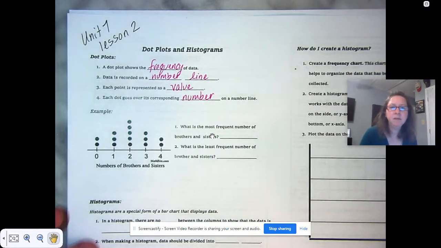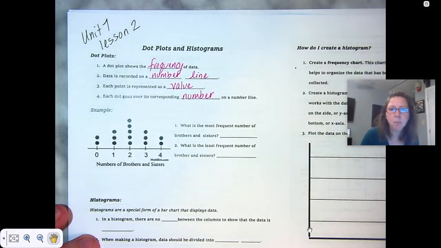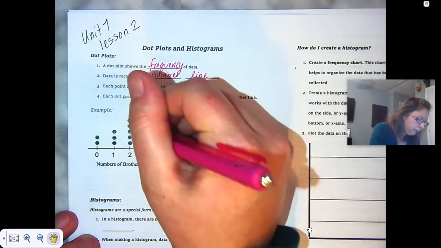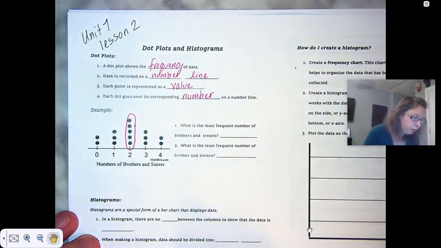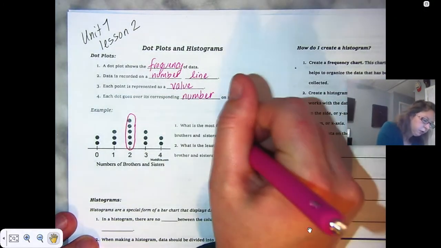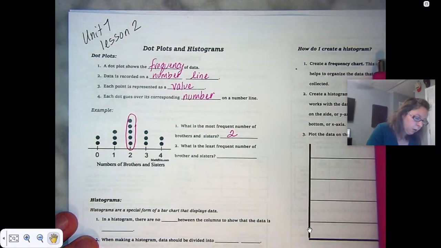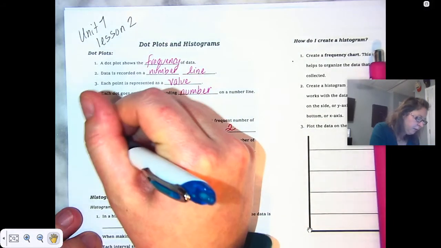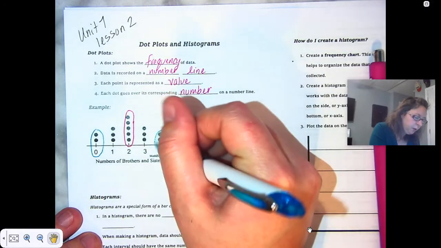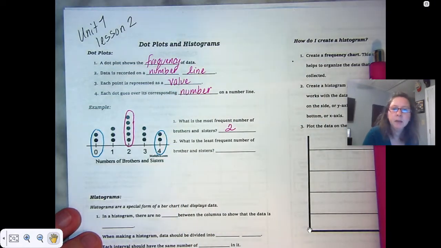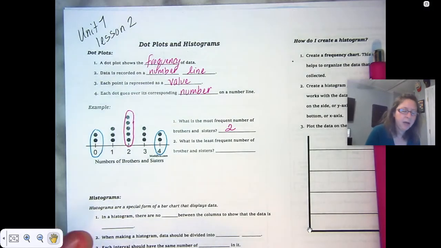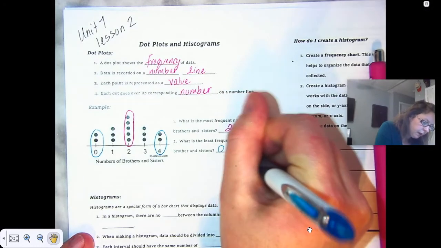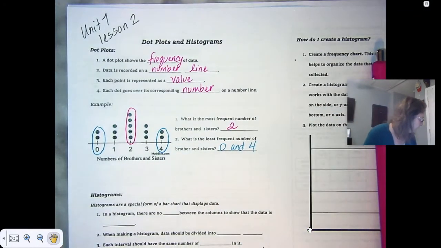Okay, so let's look at this example. What is the most frequent number of brothers and sisters? So the most frequent is 2, because there's 1, 2, 3, 4, 5 people who have 2 brothers and sisters. So 2. What is the least number of brothers and sisters? So 2 people have 0 brothers and sisters, and 2 people have 4 brothers and sisters. So the least frequent in this case is shared by 2 values. So 0 and 4.